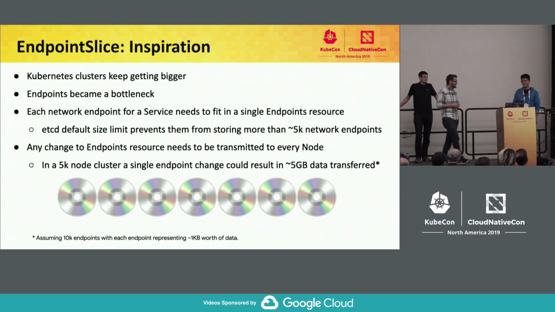So in a 5,000 node cluster, a single endpoint change could result in around 5 gigs worth of data being transferred. So just think about DVDs worth of data going out every single time a pod changes inside your cluster. It's not great. Admittedly, not that many people are running clusters this big because it's not great yet. But endpoint slices are set out to try and fix that.